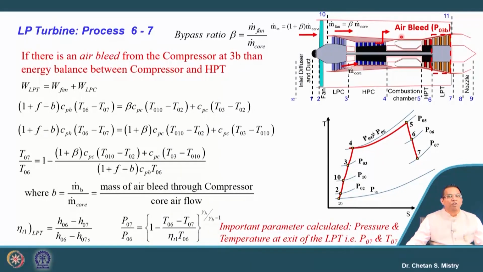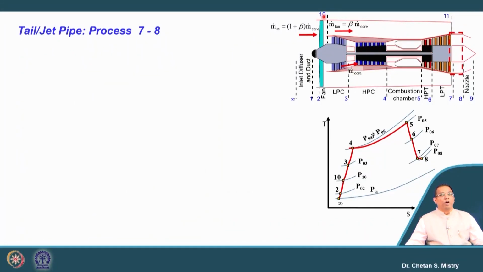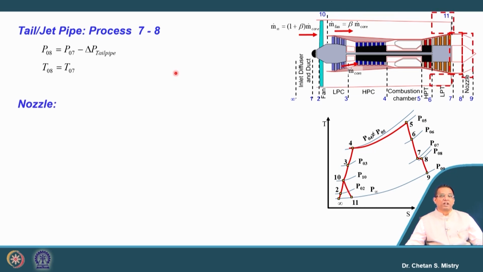But the chances of using this bleed will be 2 to 5% only. Majorly this bleeding of the air is more than maybe 10%, or maybe in the range of 20%. Okay. Now, what we have is our tailpipe, and for this tailpipe we know we will be having a drop of pressure, and that will give you the outlet pressure as P08. Similarly, we are considering the process as an adiabatic process, so my temperature will be T08 equal to T07.